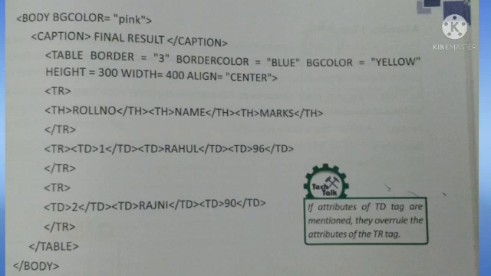Then open the table tag and set border as 3, border color equal to blue and background color as yellow. Height 300, width 400 and align center. Then open the table row, that is the tr tag, and write roll number, name and marks within each opening and closing th tag. Th is the table heading. Then close the tr tag, that means the first row ends here.